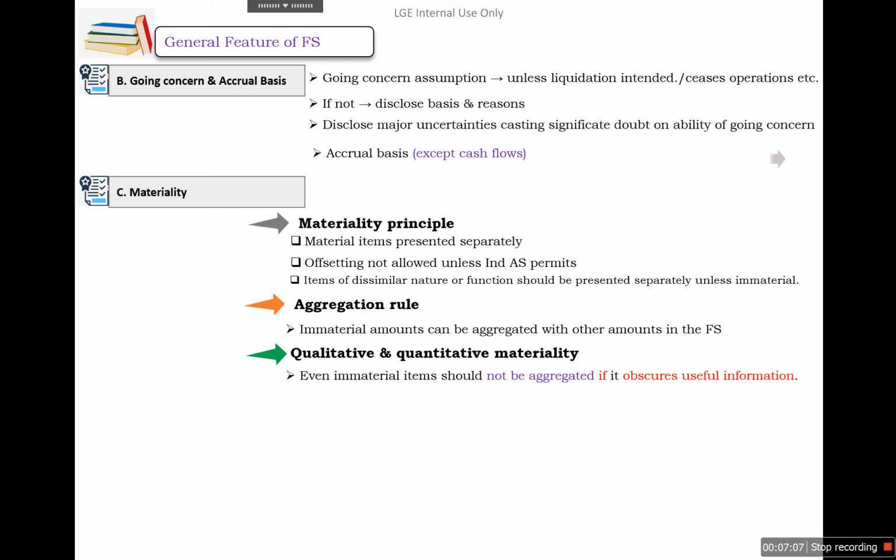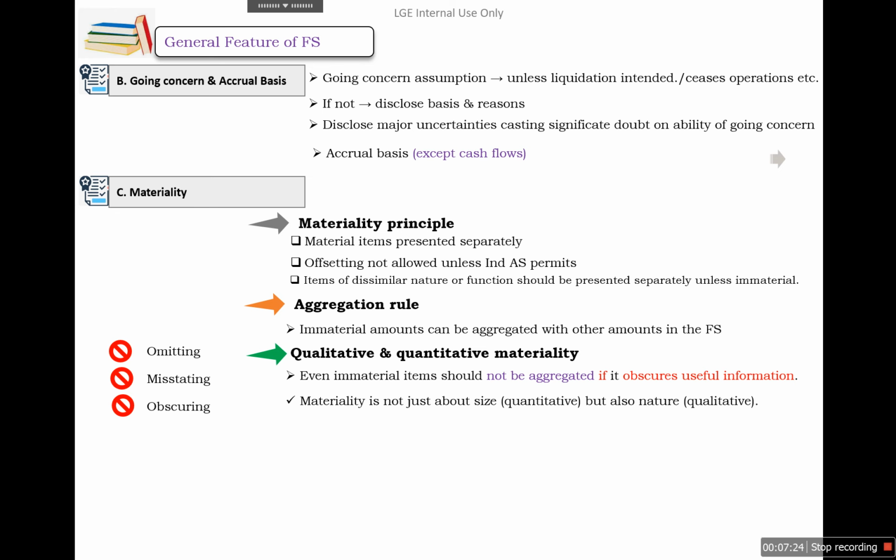If something is aggregated and results in obscuring the financial statement, in that case it will not present the true and fair presentation. So omitting, misstating and obscuring is prohibited. And materiality is not just about the size. It is not always about quantitative information, but also about the nature. For example, a small transaction may be material if it relates to a director or related party. So we need to check the qualitative and quantitative materiality also.